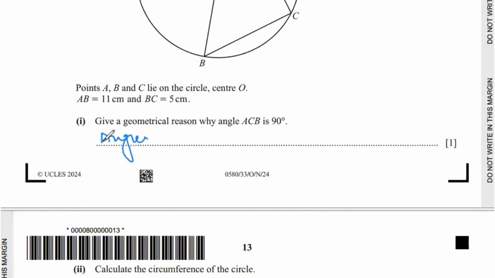Angles in a semicircle equal 90 degrees, which is one of the circle theorem properties.